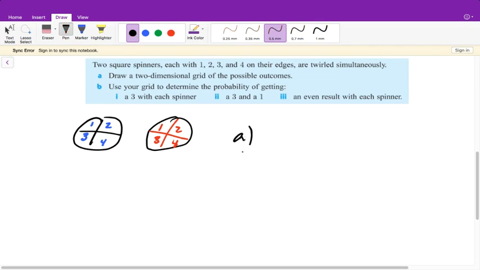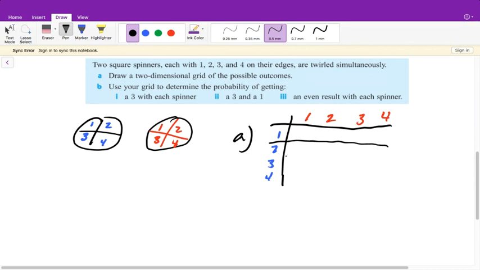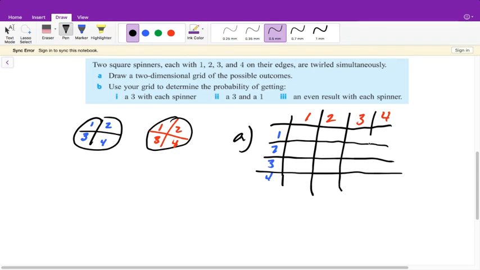So for A, we can draw what our Punnett square may look like, but remember, it's not really a Punnett square in this case. We have the options on the red spinner, 1, 2, 3, and 4, and we have the options on the blue spinner, 1, 2, 3, and 4. All right, and then from here, we're seeing what are all the possible outcomes that we can have. So I'm just going to go ahead and finish drawing this table really quick. Sorry for being a little sloppy, but I'm trying to get through this video a little bit quickly.